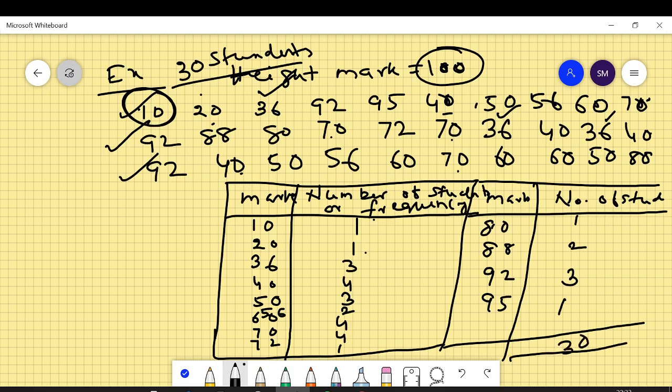30 students' data is given, and 10 marks scored by only 1 student, 20 marks by 1 student, 36 marks by 3, 40 marks by 4 students. This is the frequency. Frequency of 40 is 4, frequency of 50 is 3, frequency of 56 is 2. In this way, in the frequency table, we can find out from the data how many students, or the frequency of the given data. Okay, then next.